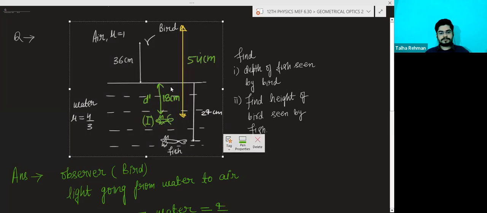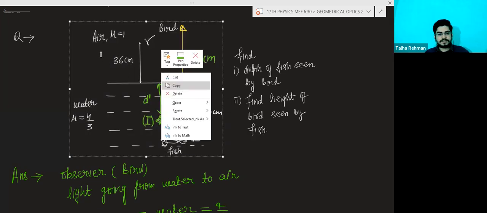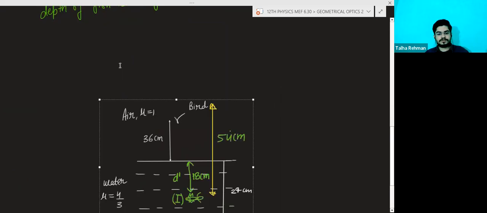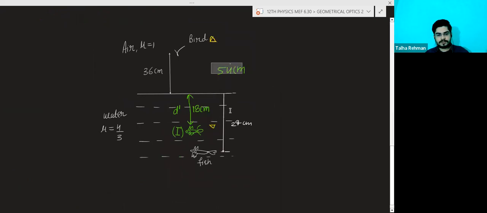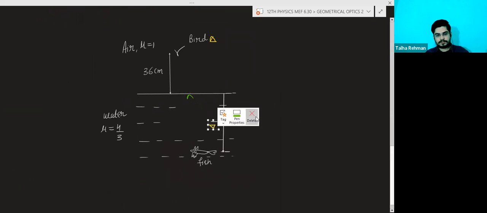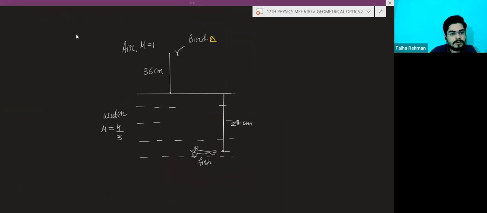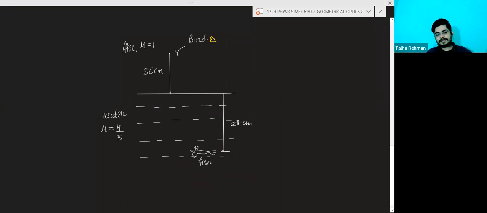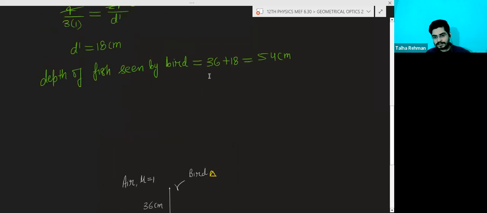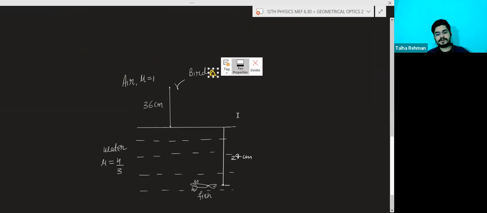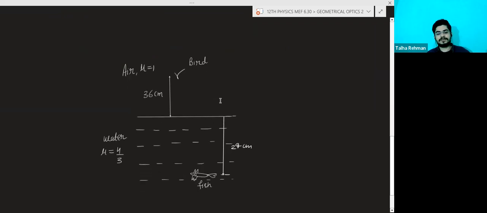Okay, very good. Now, second part. Second part is just opposite to it. This question is not very interesting, it's okay. Now this is the condition given. Here all things are just the same. Now they are asking what is the height of the bird seen by the fish?